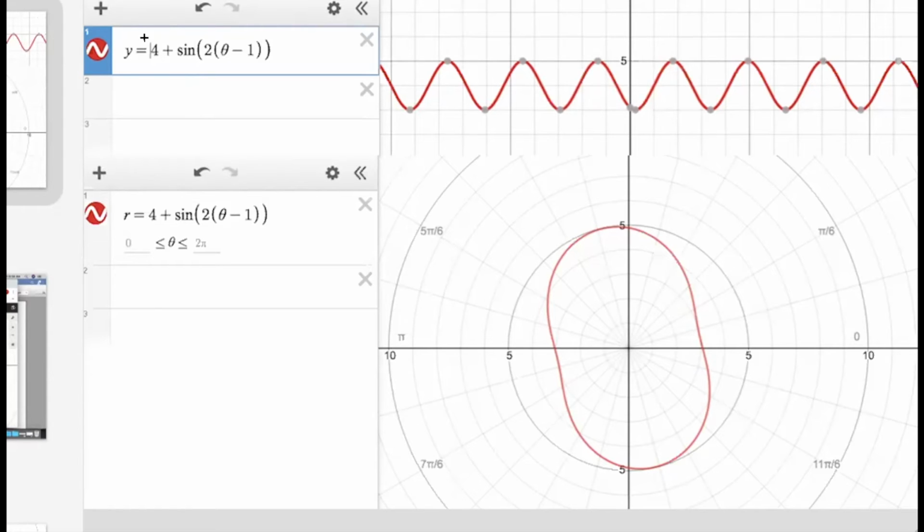But if I include in Desmos that I'm actually working in polar coordinates, by changing it from x comma y to r comma theta, by putting the r in here, that's enough to change the graph. Why? Well, let's take a look. Let's just look individually at these points.